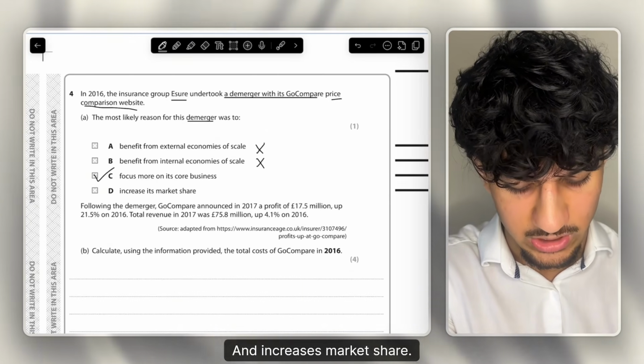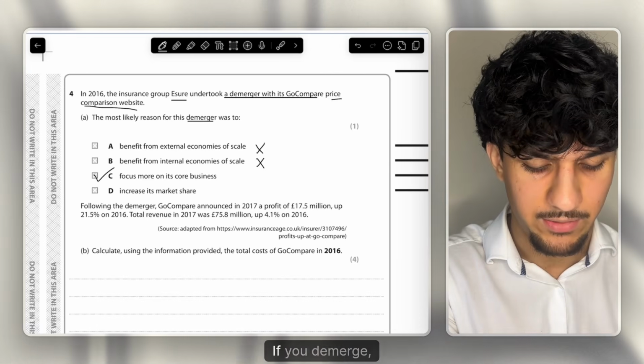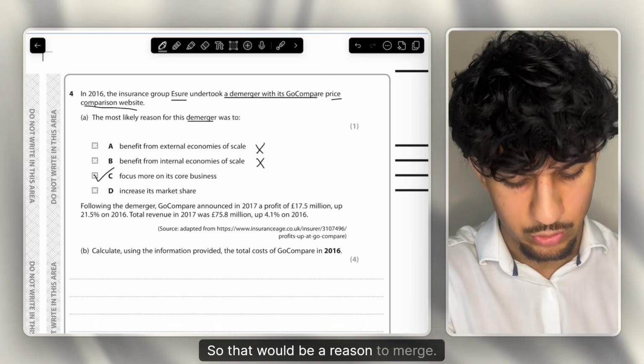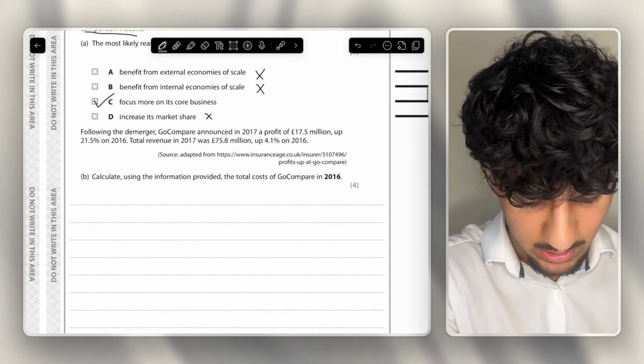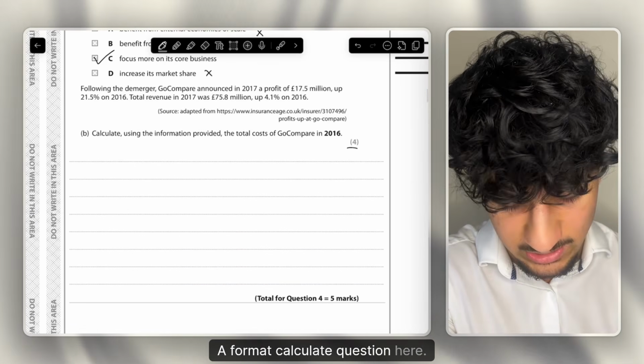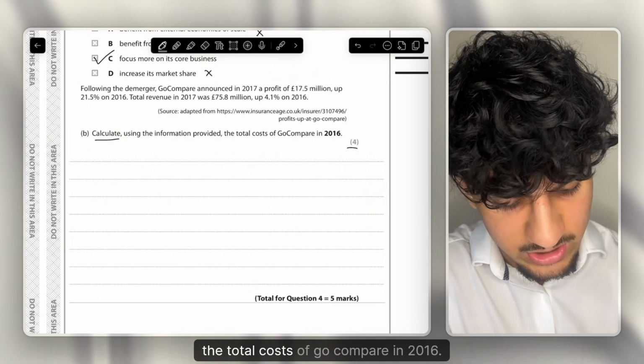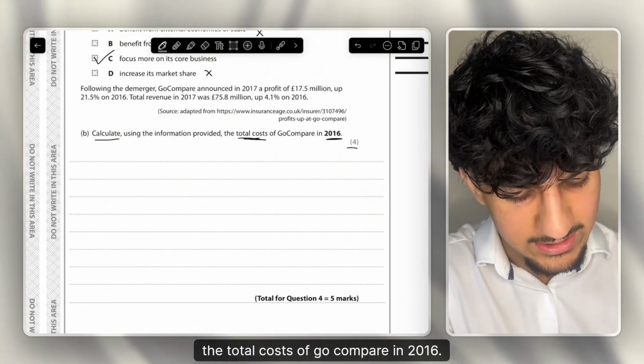And increases market share. Of course, let's think about it very simply. If you demerge, you will be losing market share, so that would be a reason to merge. But yeah, let's keep going now, and it's a 4-mark calculate question here. Calculate, using the information provided, the total costs of GoCompare in 2016.